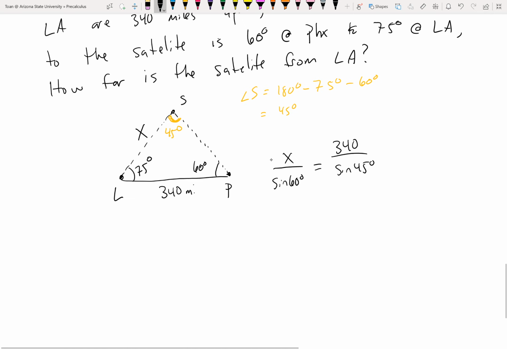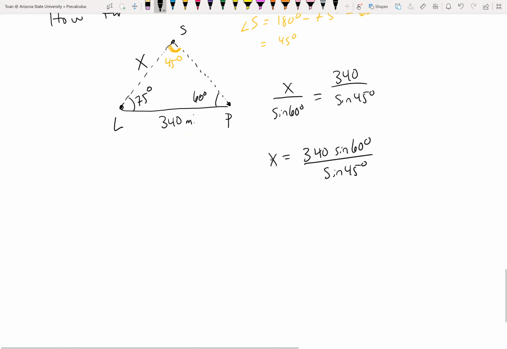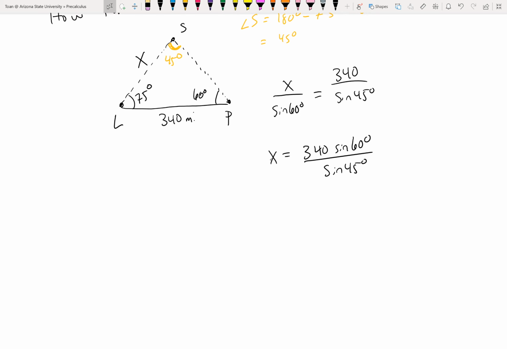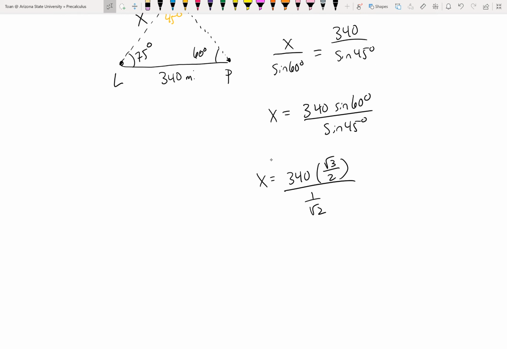So there we go. We're done with the hard part, setting it up. Now all we have to do is solve. To solve for x, you multiply both sides by sine of 60. And just for fun, since 60 and 45 are special angles, we could technically find the exact answer because we should know what sine of 60 is, being a good math student. We know that sine of 60 degrees is root 3 over 2, and sine of 45 is 1 over root 2.